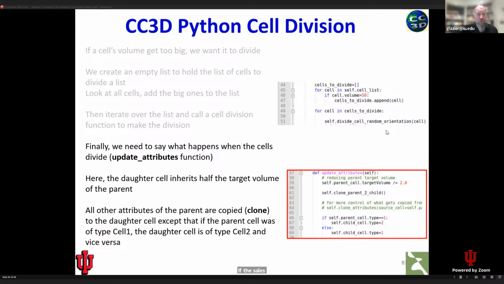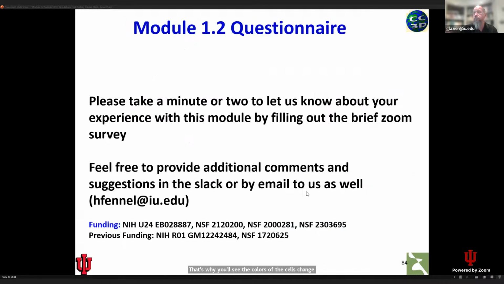And the last thing we have to do when a cell divides is define what happens to the cell and its daughter cell. And there's a function update attributes. We say the parent cell has half of the volume that it had before, and otherwise the daughter cell is the same, clone parent to child. And then we have a little trick, which is if the parent was of type 1, we make the daughter of type 2 and vice versa. That's why you'll see the colors of the cells change when you run the simulation.